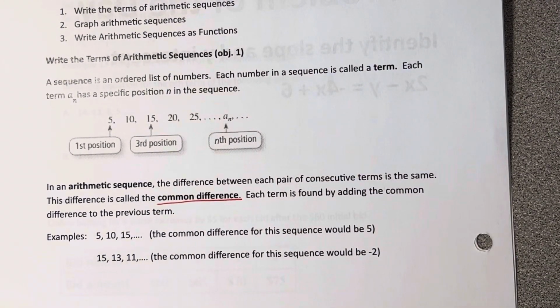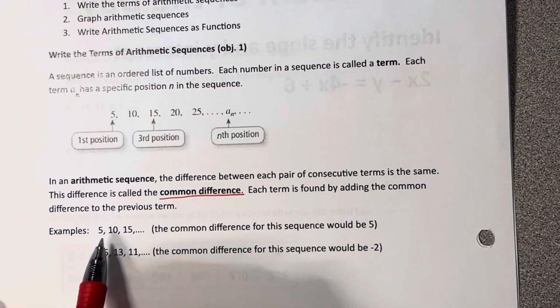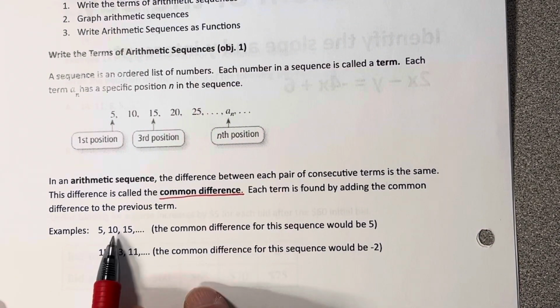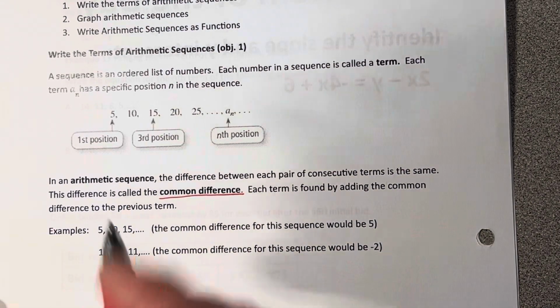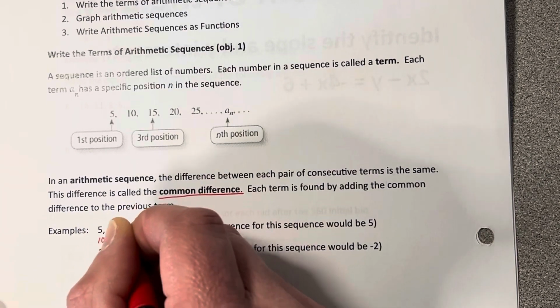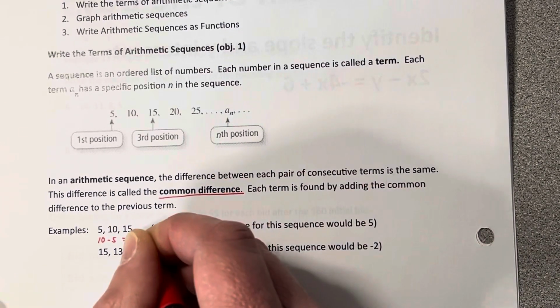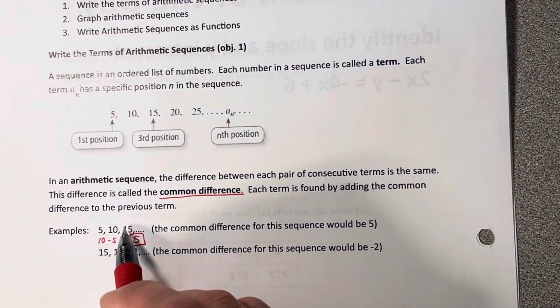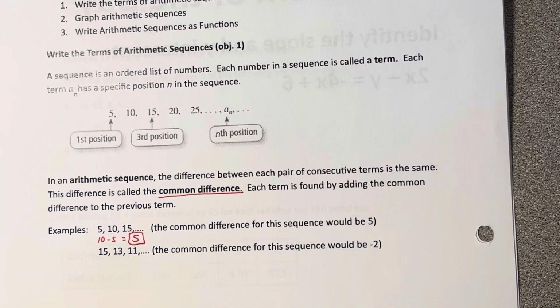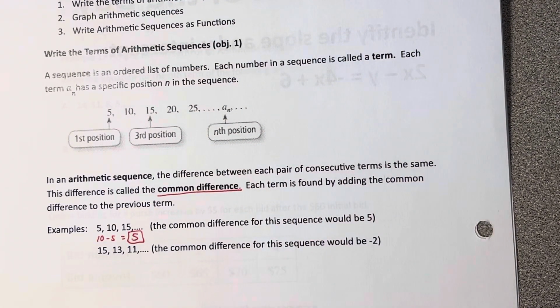Each term is found by adding the common difference to the previous term. Okay, so you've got this arithmetic sequence here. If you want to know what the common difference is, take the newer term and subtract from it the previous one. So 10 minus 5 gets you 5. That's your common difference, 5. And to get each successive number in the sequence, you're going to add 5 indefinitely to get the rest of them.